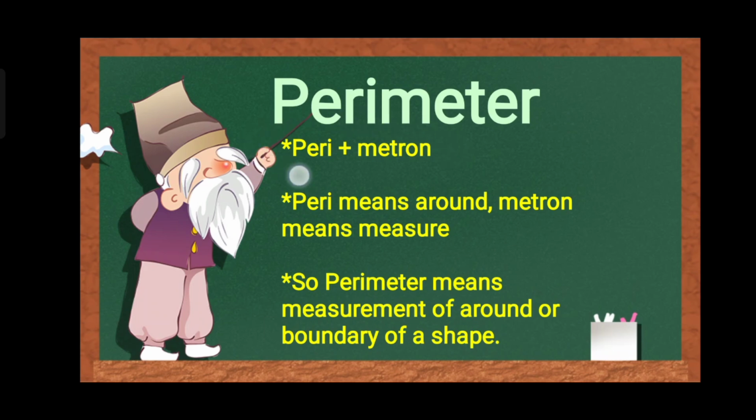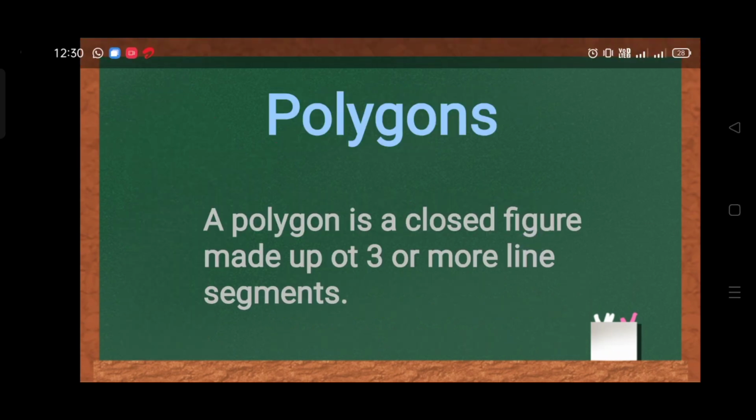Perimeter is made up of two words, peri and metron. Here peri means around any shape, and metron means measure, its measurement. So what is perimeter? Perimeter means measurement of around or boundary of a shape. It talks about around a shape, or we can say the boundary of the shape.